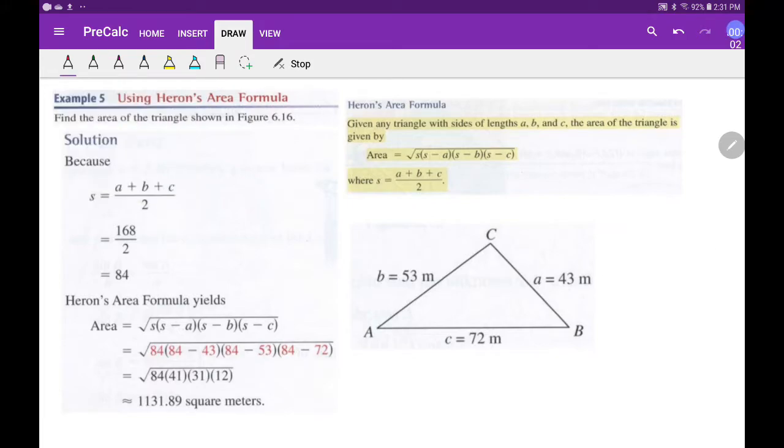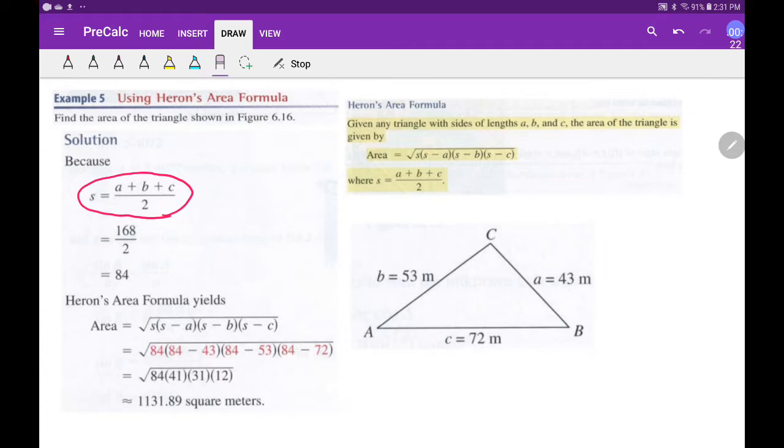We're going to use Heron's area formula. And first thing is, there is this S that comes out of nowhere. You say, where does S come from? I guess from Heron's imagination. I don't know where S comes from, but I know that it equals A plus B plus C over 2.